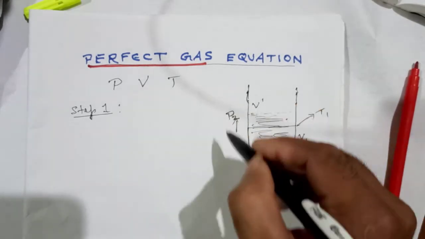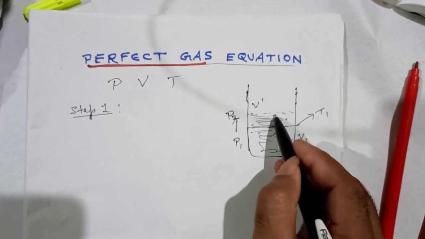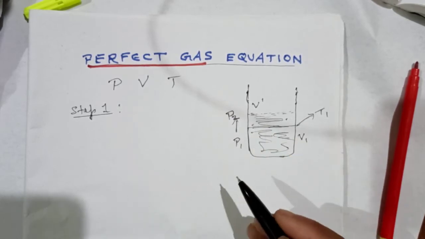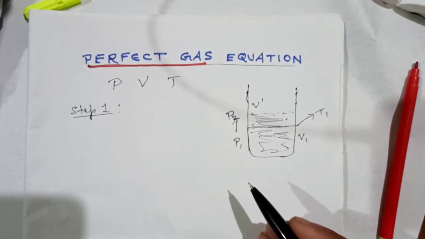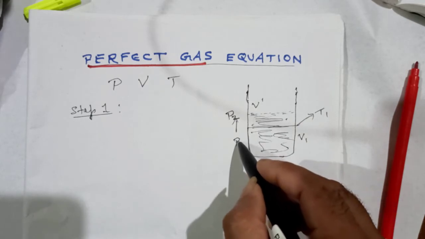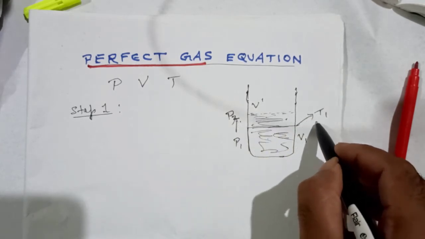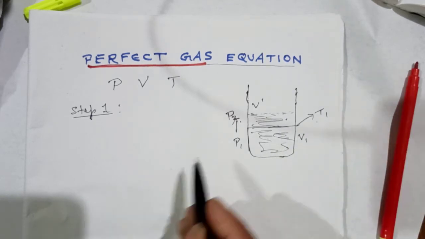So this kind of system, changing of the state of a gas from a change in pressure and volume while temperature remains constant, is described by Boyle's law. So we have here Boyle's law.